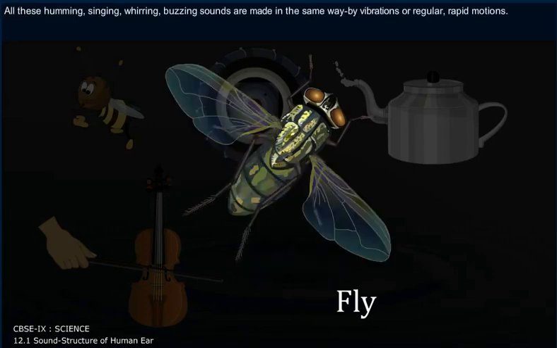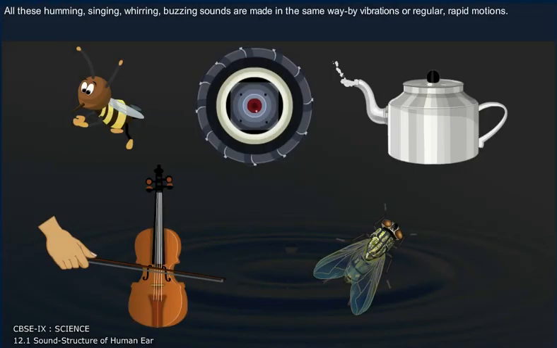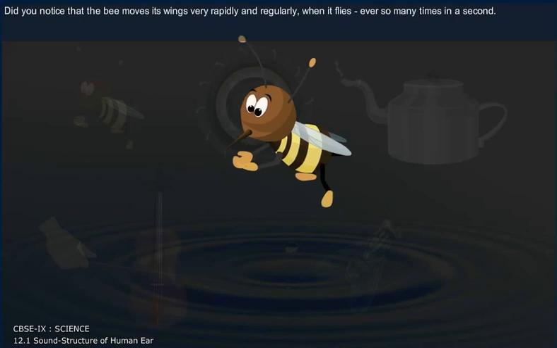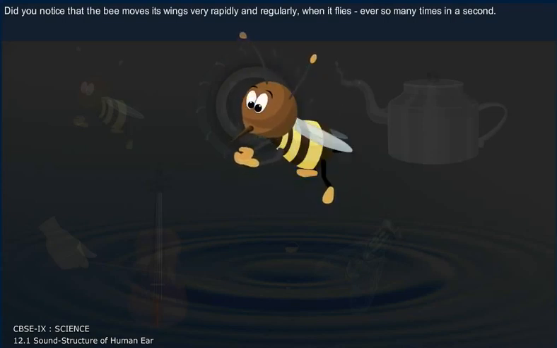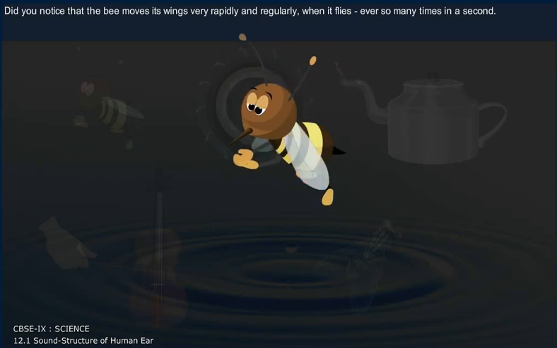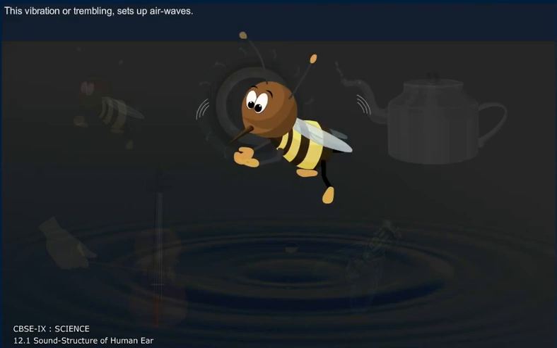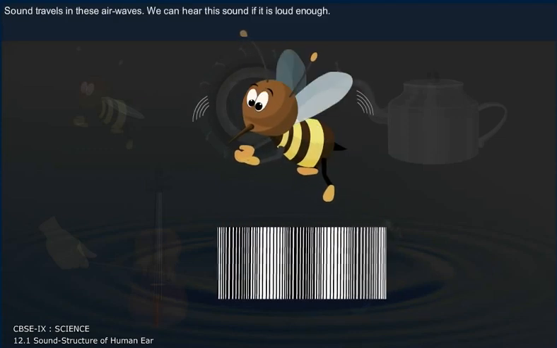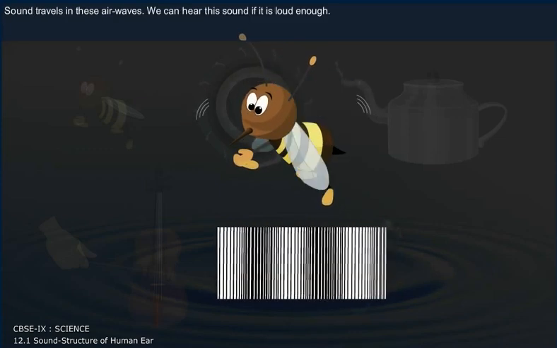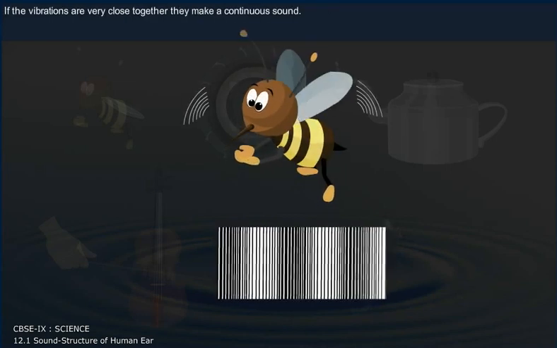All these humming, singing, whirring, buzzing sounds are made in the same way, by vibrations or regular rapid motions. Did you notice that the bee moves its wings very rapidly and regularly when it flies, ever so many times in a second? This vibration or trembling sets up air waves. Sound travels on these air waves. We can hear the sound if they are loud.